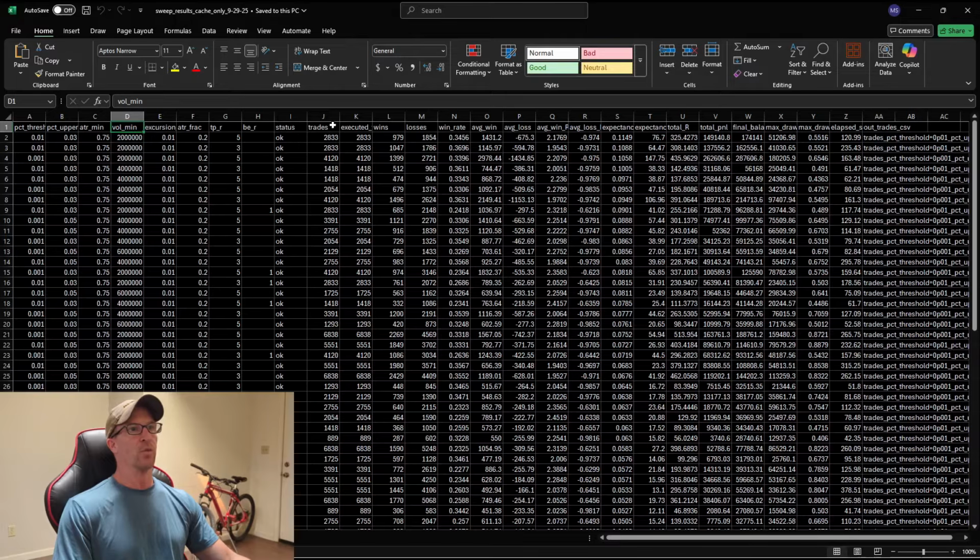And then here is where it starts to show the outcome. This one had 2,833 trades. I'm not going to read all these stats. The win rate was about 35%. You can see average win, average loss. The dollar figures here are calculated starting with a $25,000 account and risking 1% per trade.